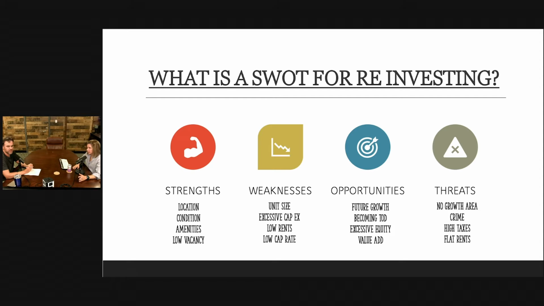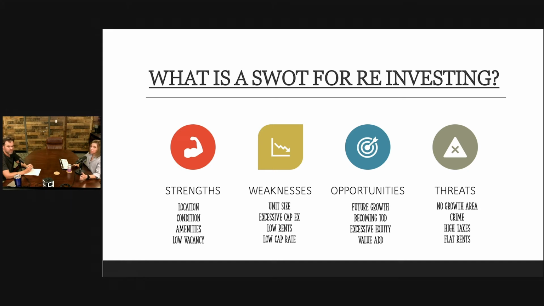High taxes and flat rents. A lot of people are talking about new assessments. People have gotten their assessments this year after the 2-year period, and as happy as we are with appreciation, they're not as happy with taxes. So that could become a threat to your cash flow, to your property, something that may cause you to want to make a move.